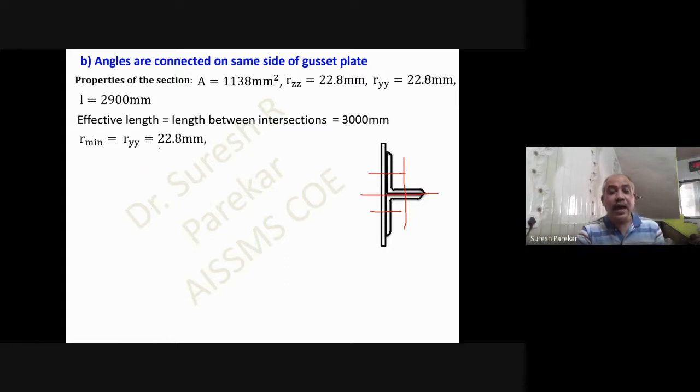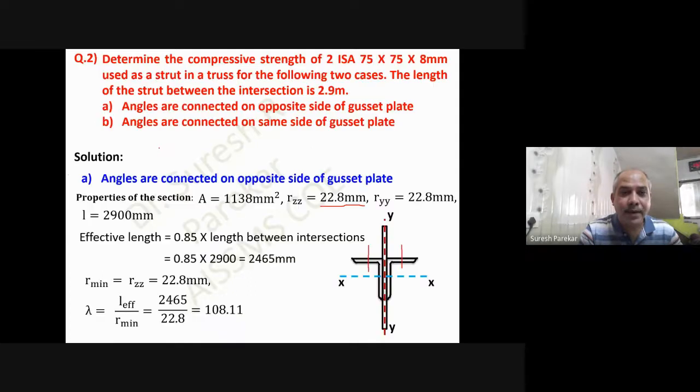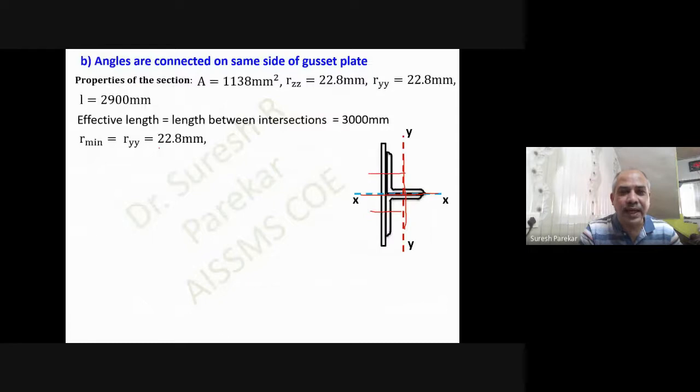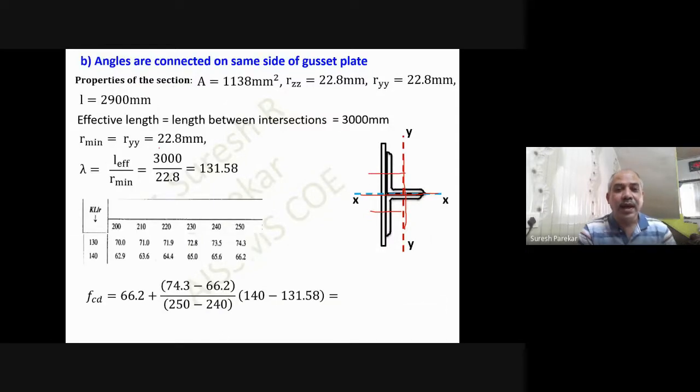RYY will be our minimum, which will be 22.8 millimeters. And now we will put it. So the value of L actually we have 2.9 meter. By mistake, I have considered this value as 3000, and here I have mentioned 2900. Considering the length, by mistake this value was taken as 3000, so you can correct it. You can take 2900 upon 22.8, and then you will get this value of lambda.